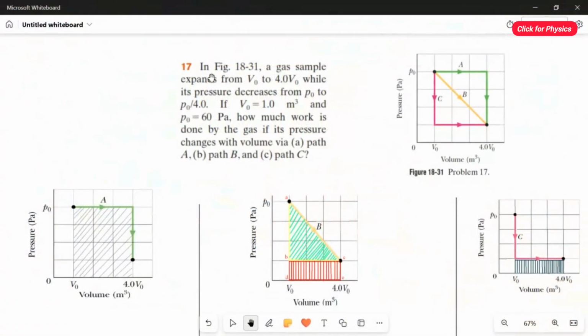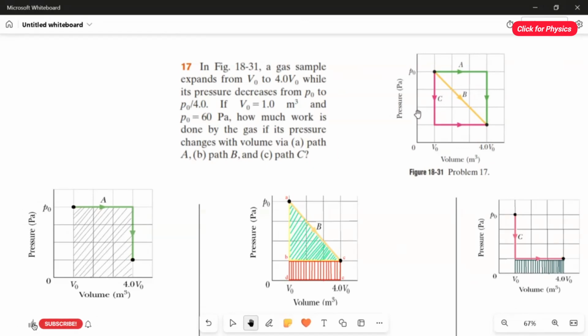Number 17. In the given figure, a gas sample expands from V0 to 4V0 while its pressure decreases from P0 to P0 over 4. If V0 equals 1 cubic meter and P0 equals 60 Pascal, how much work is done by the gas if its pressure changes with volume via path A, path B, and path C? So for this question, we have to consider this given figure.